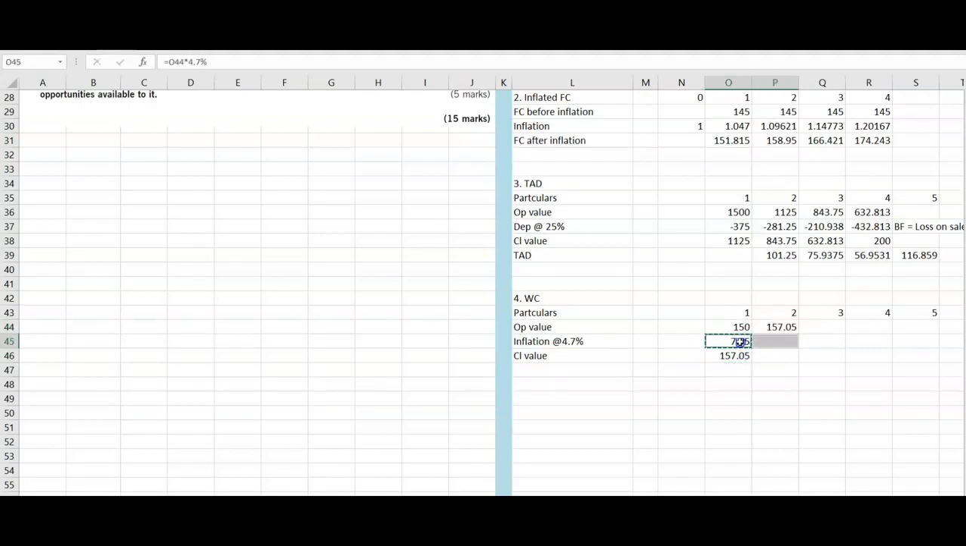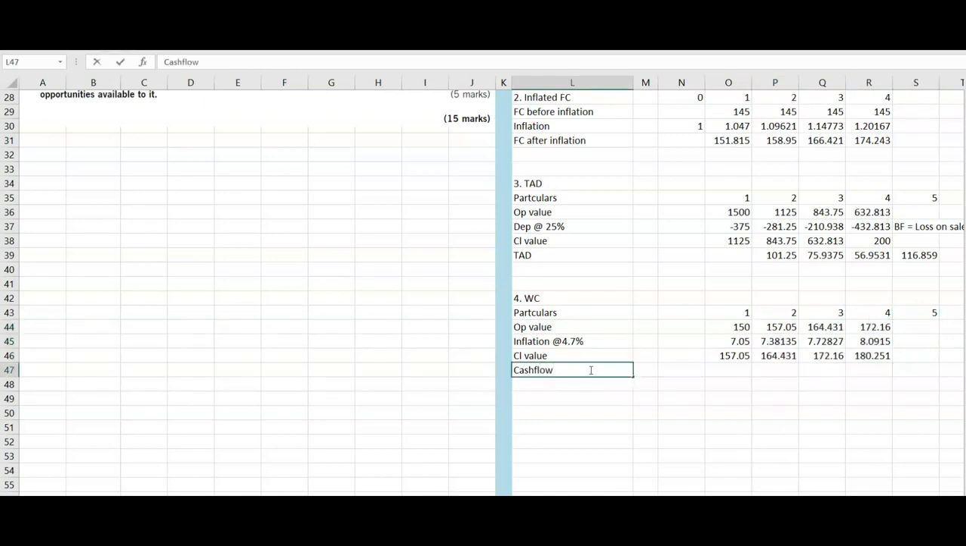Again the same inflation will get added, and the closing is also going to be the same. It's an addition of the two numbers. What we have to do is just pull it up to the 4th year. The 5th year will not come. Cash flow would be like this.